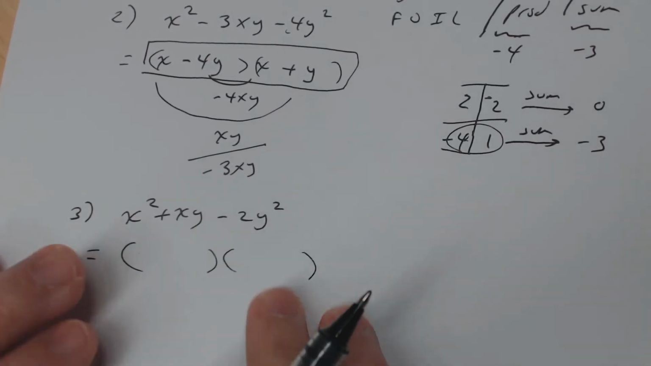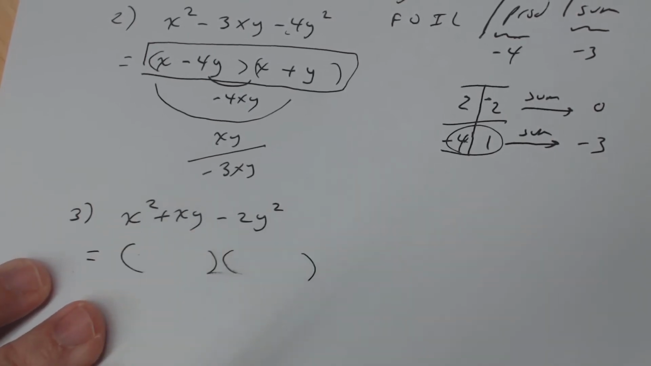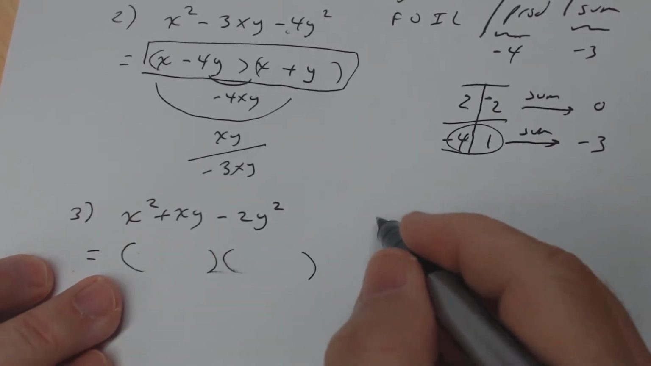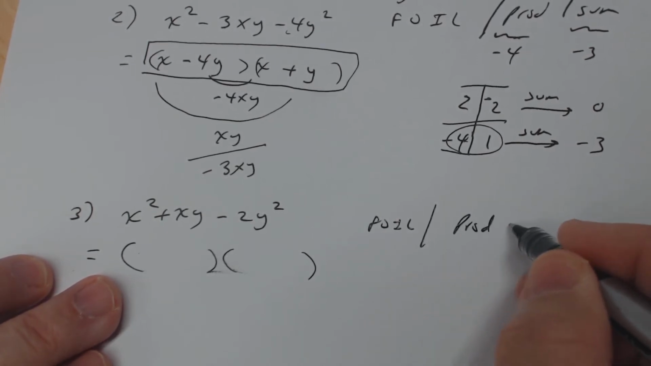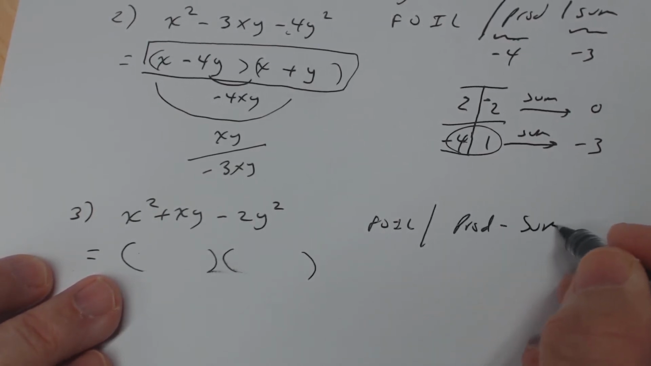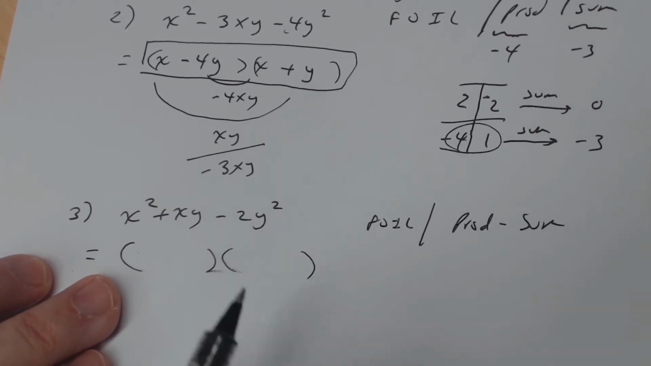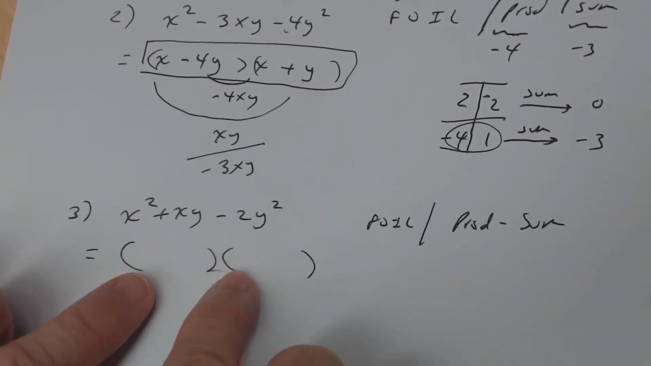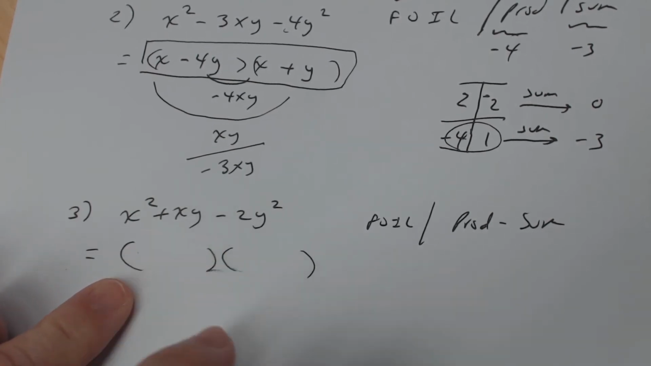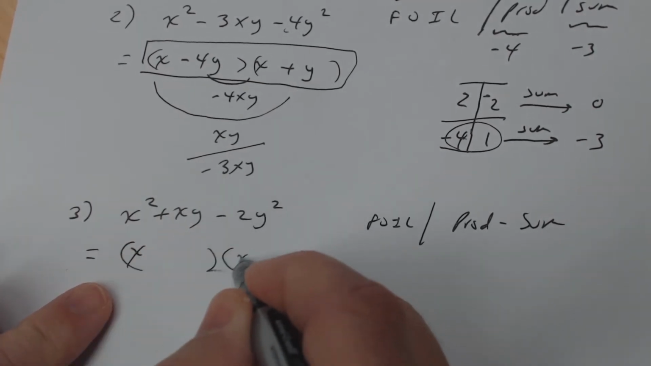The factor is two binomials. We find two factors whose product is this. So let's use the FOIL, and we're going to use product sum as well. Okay, so I want two factors of x squared. So two terms, first times first, that will give me x squared. So you can say x times x.